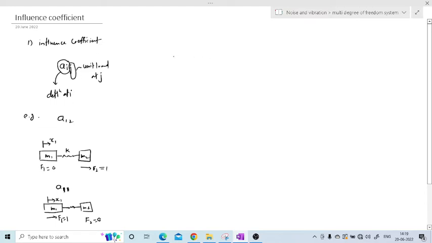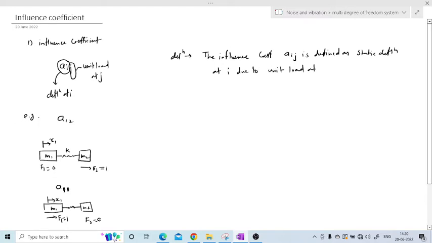So if I write the definition of the influence coefficient: the influence coefficient Aij is defined as the static deflection at i due to unit load at j.